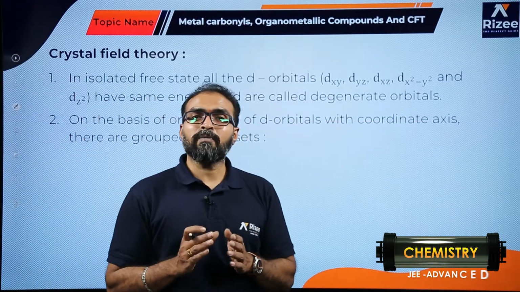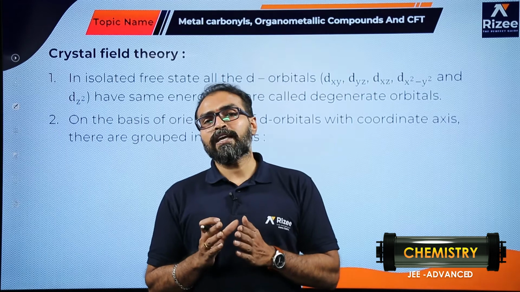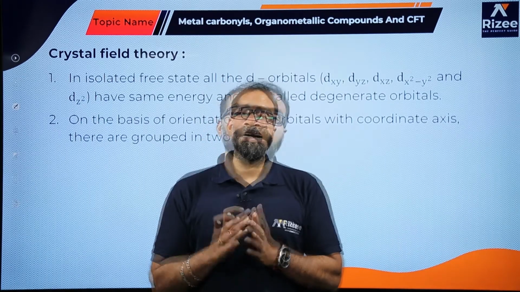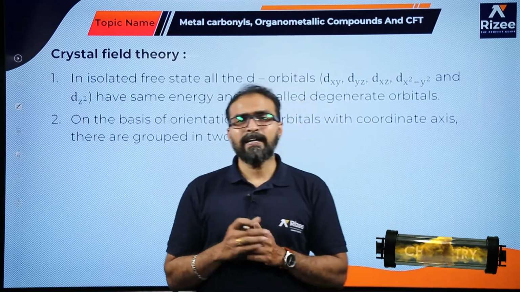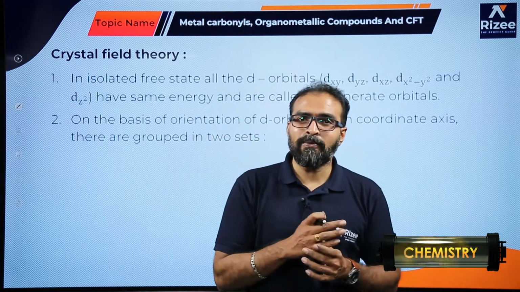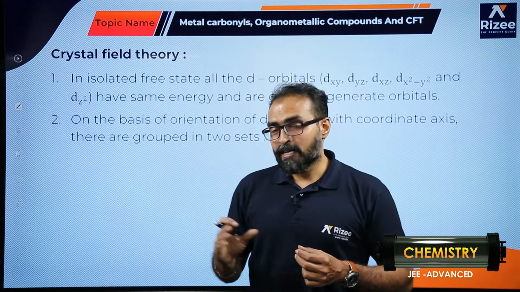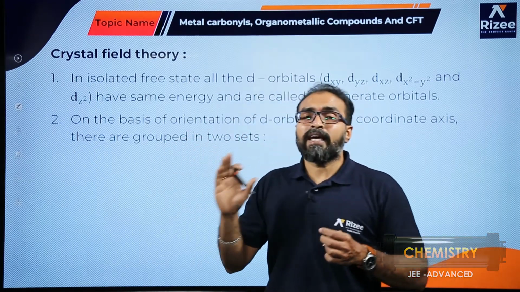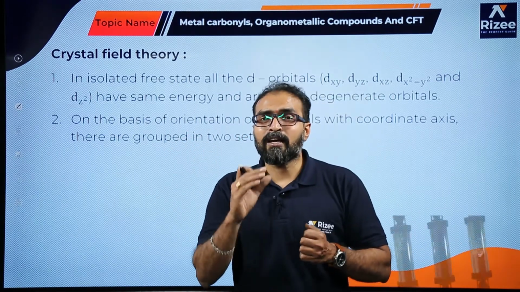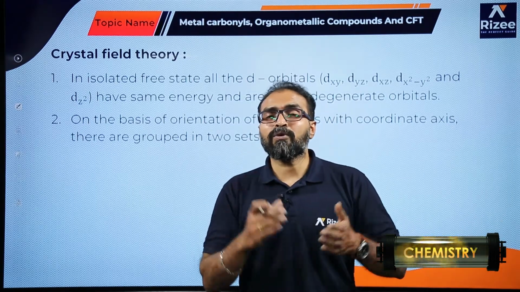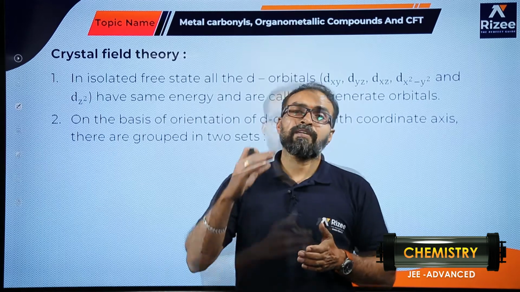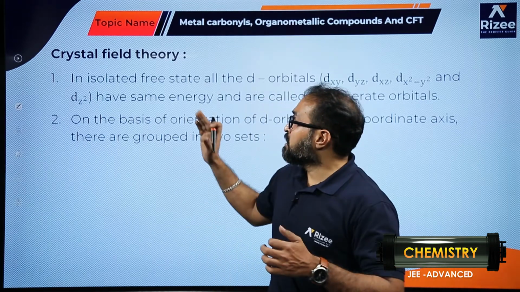This theory was proposed by Van Vleck, and it is used to explain the electronic structure of a metal ion in the crystal lattice. It was applied to coordination compounds by Orgel. This theory provides information about electronic transitions in the visible region. That's why we are able to see the colors of the metal complexes. Now let's go into this topic.